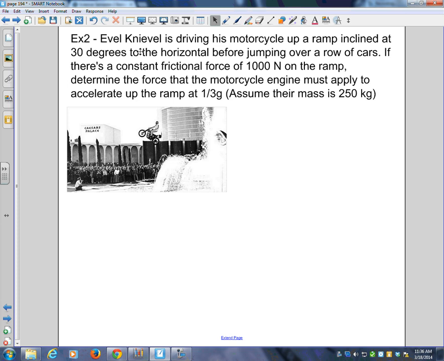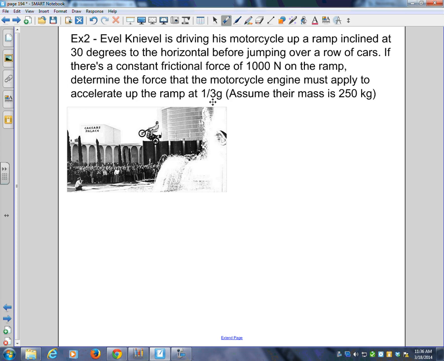So anyways, Evel Knievel is driving his motorcycle up a ramp inclined at 30 degrees to the horizontal before jumping over a row of cars. If there's a constant frictional force of 1,000 newtons on the ramp, determine the force that the motorcycle engine must apply to accelerate up the ramp at 1/3 g. You may see this in the future, where g refers to the acceleration 9.8, right? So 1/3 g is simply 1/3 of 9.8, right? So let's do that first.